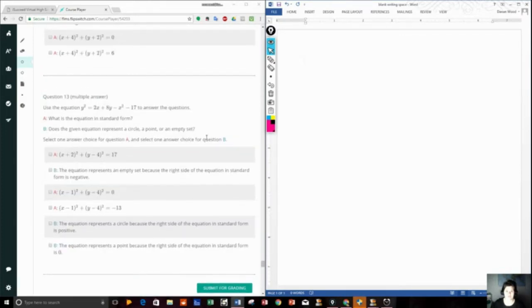Use the equation y squared equals 2x plus 8y minus x squared minus 17 to answer the questions. What is the equation in standard form, and does the given equation represent a circle, a point, or an empty set? Okay, so we need to put it into standard form, which is x minus h squared plus y minus k squared equals r squared.